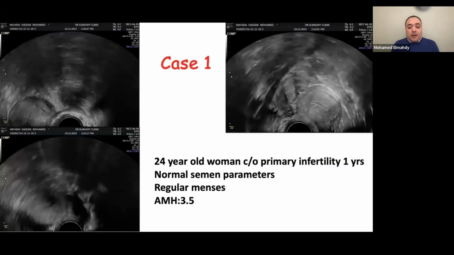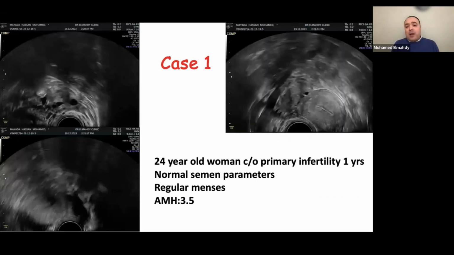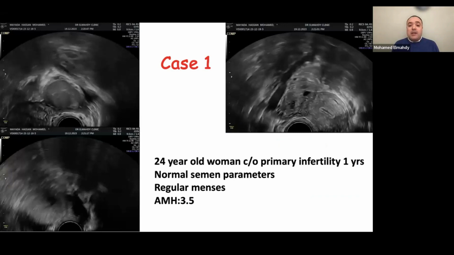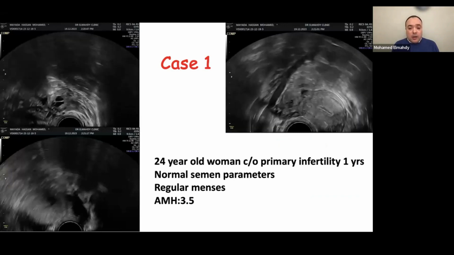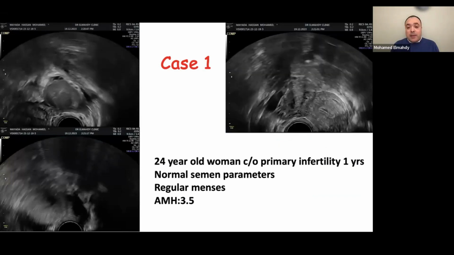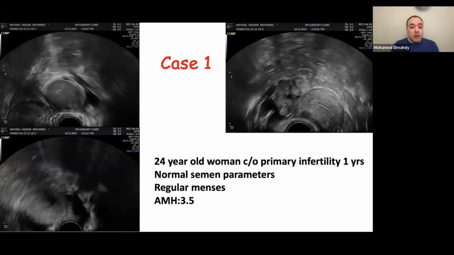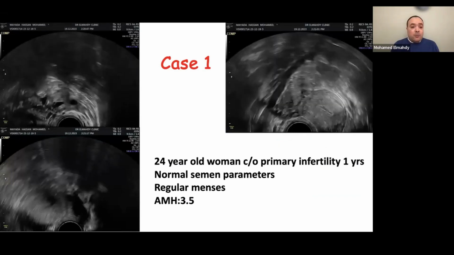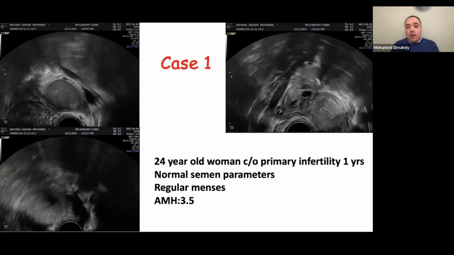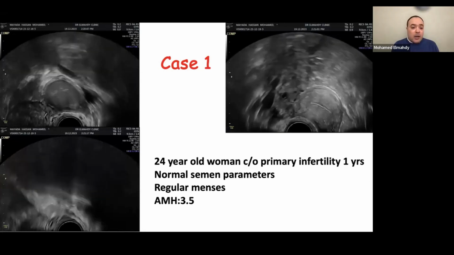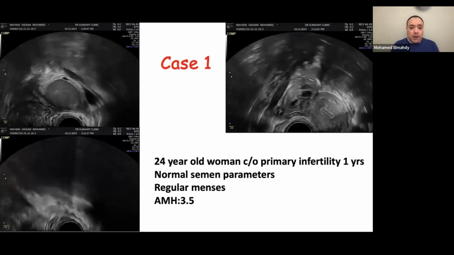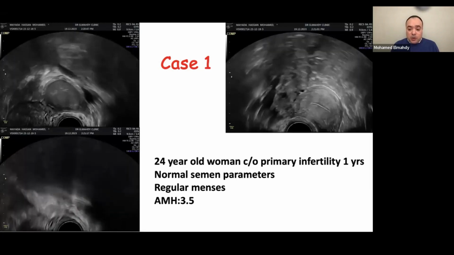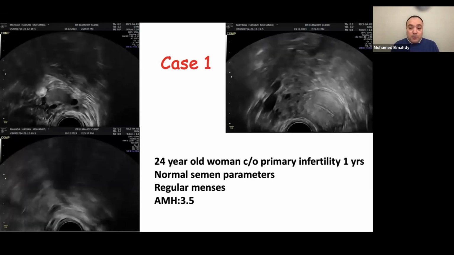This is a case of a 24-year-old woman complaining of primary infertility for 1 year, normal semen parameters for her husband, regular menses, and AMH 3.5. She has a small chocolate cyst on the left ovary, normal right ovary, and positive sliding test. I want to listen to your opinion by the end of the lecture about the management of this case.